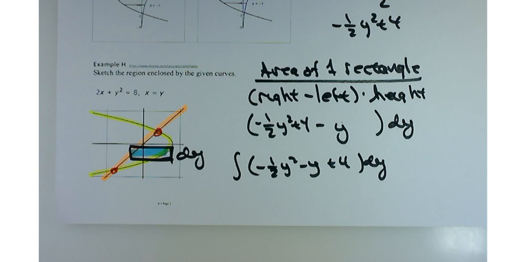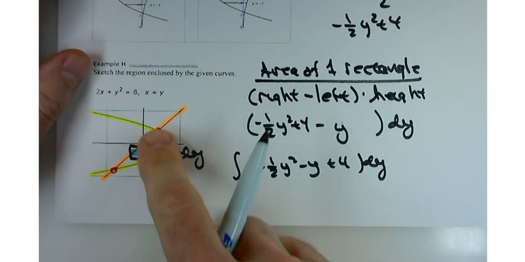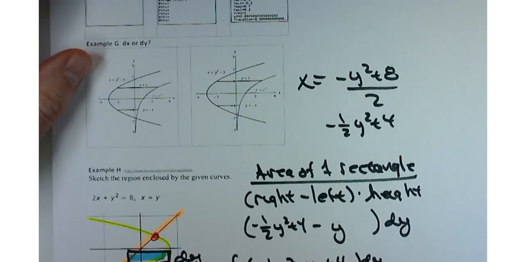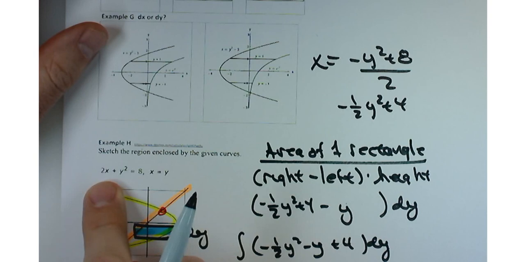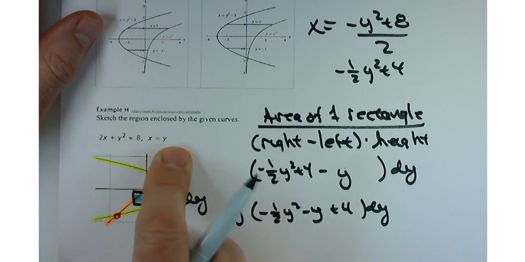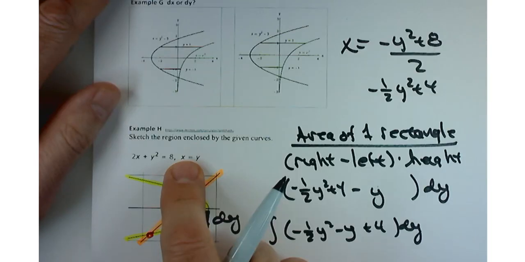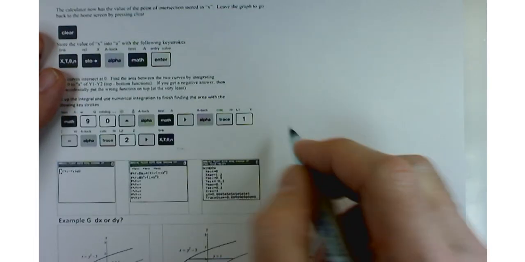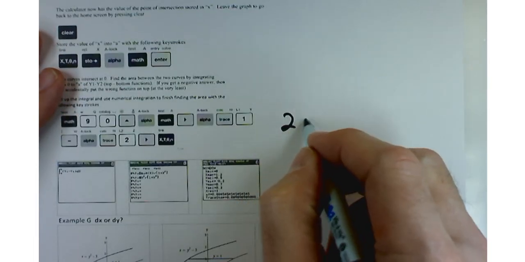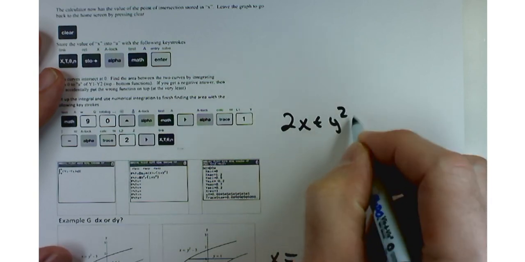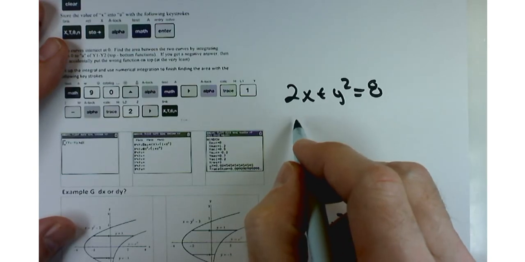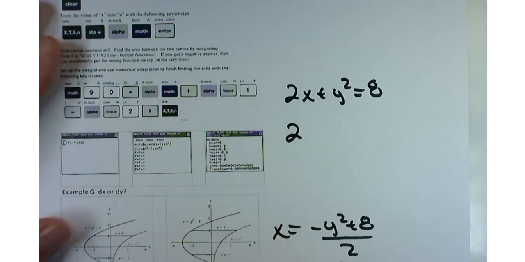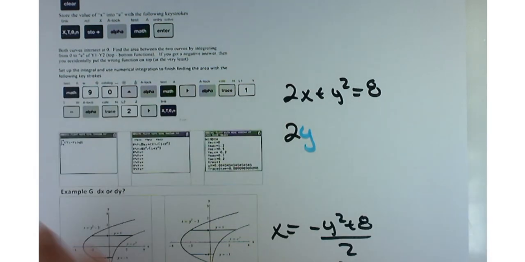Shreya, what are we missing? The interval. Yeah, the interval. How are we going to find the interval? Set them equal. Yeah, we're going to have to set these two things equal to each other. So, since x equals y, I can make a little substitution in solving these things. Instead of 2x plus y squared equals 8, I'll rewrite it as 2y plus y squared equals 8.